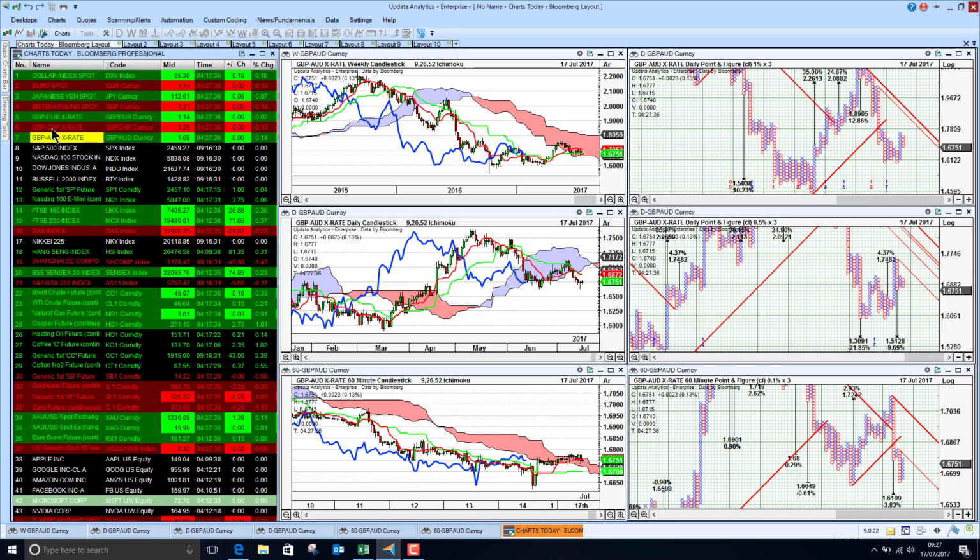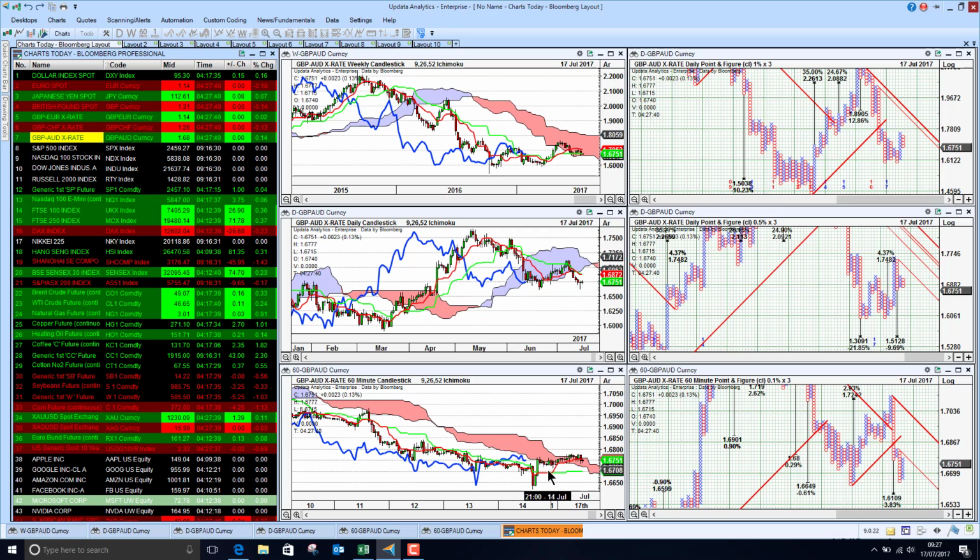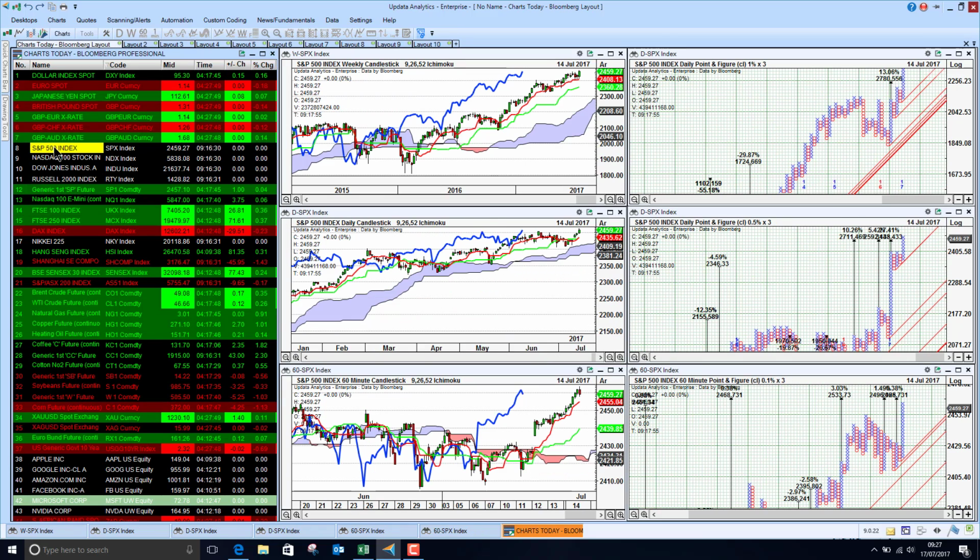And against the Aussie dollar, not as strong. So we're seeing that sterling has had a little bit of a bounce on Friday, but the Aussie dollar also showing its own strength. So that's quite interesting. Looking at stock markets, the S&P 500 had a good run on Friday just at the end of the day.